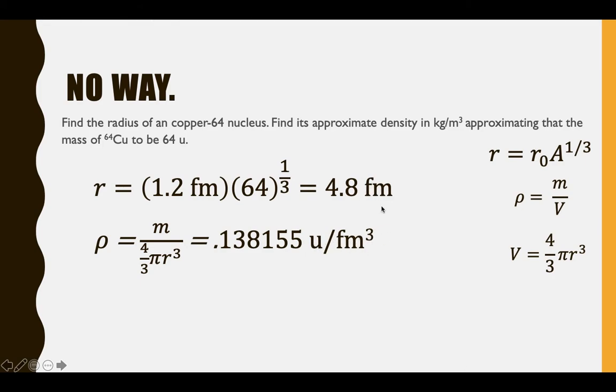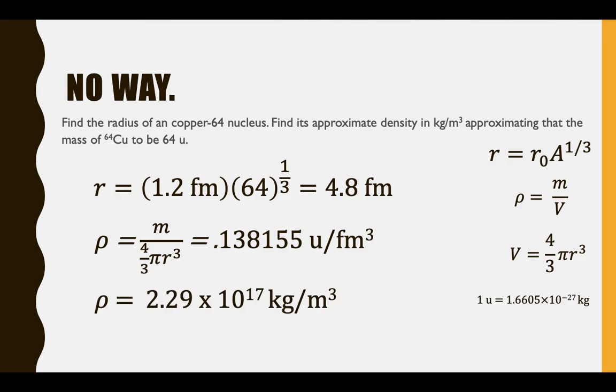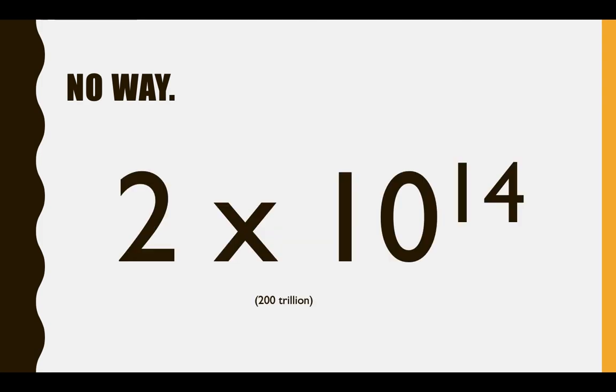Remember, a femtometer is 10 to the negative 15th meter. Again, with that conversion into kilograms, we find that the density of a nucleus is 2.29 times 10 to the 17th kilograms per meter cubed. That is insane. No way. That means that all these tiny little particles are so close together that their density is this. 1 meter cubed of nuclear matter has that mass. That is crazy. To put that into proportion, it is 2 times 10 to the 14th power times greater than the density of water. That's 200 trillion times greater than the density of water, which is just nuts.